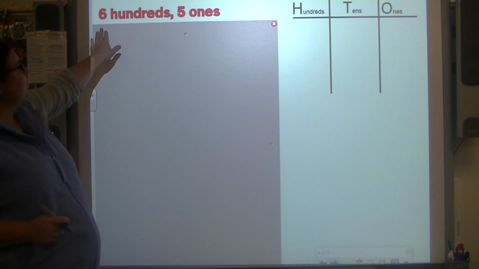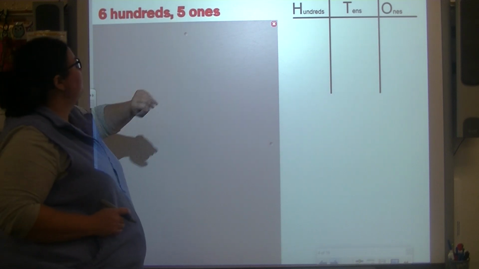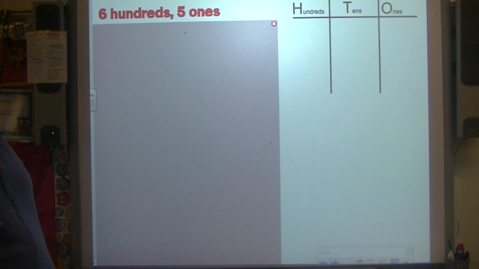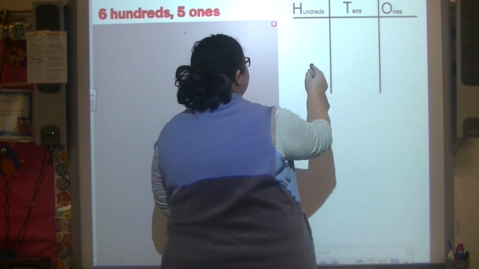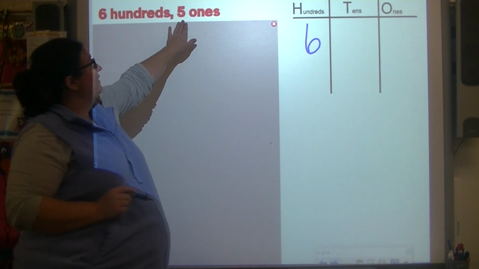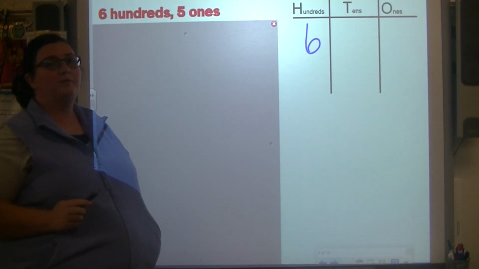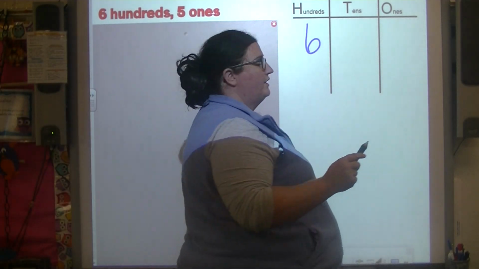All right, so let's read it. 6 hundreds, 5 ones. Where should we put the 6 hundreds at? In the hundreds column, so we put a 6 here. And then we have 5 ones. So where should we put the 5 at? In the ones column.